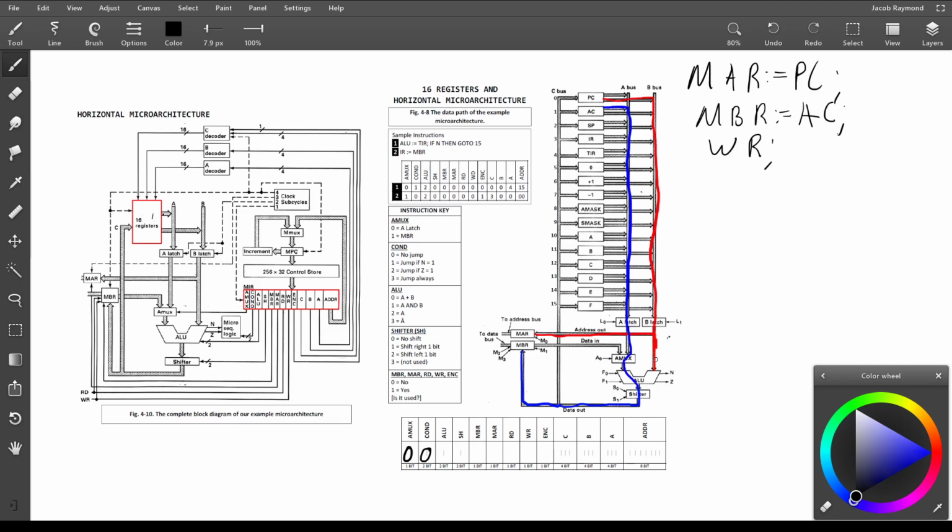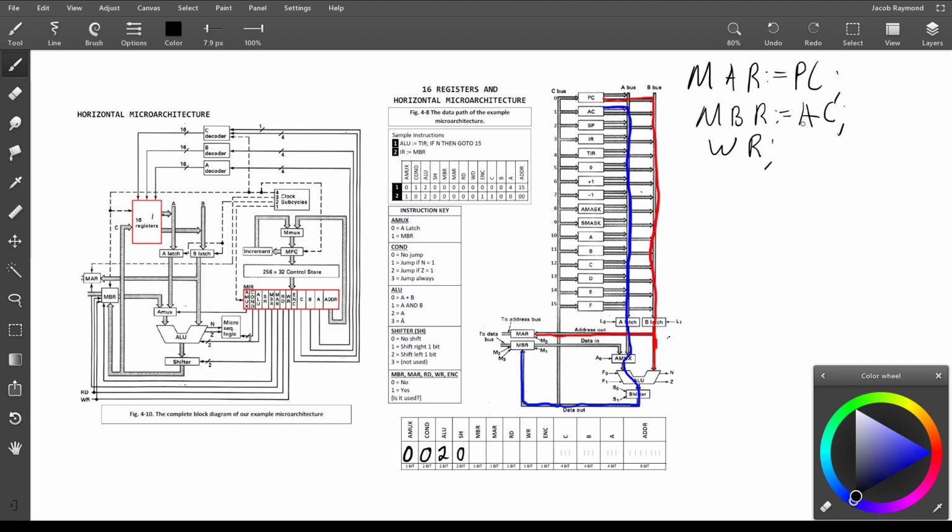ALU, well, here we have these two inputs coming in, and we only want this blue line here to pass through. And so that's going to be the A operation of the ALU, just the pass through, which is operation number 2. Shift, we want the data just to go straight through the shifter without anything happening, so we want to do no shift.